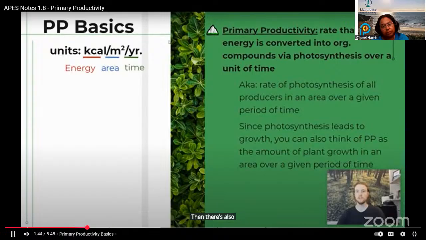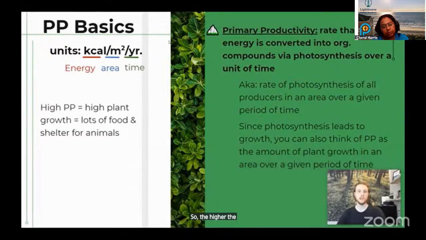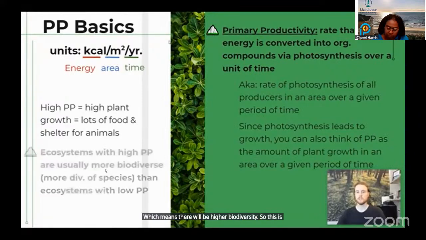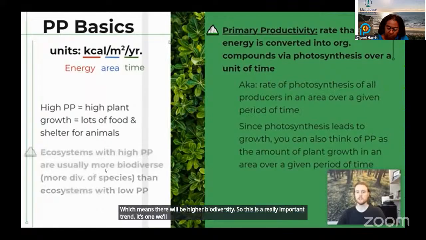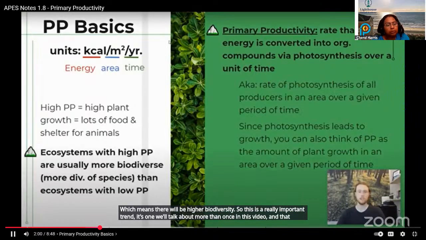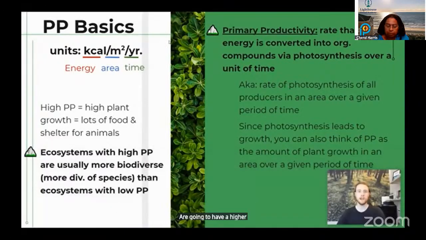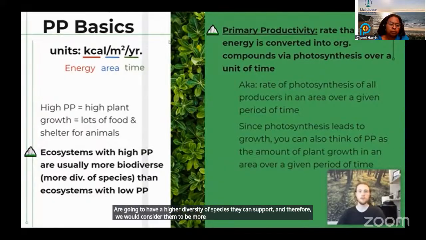Then there's also a couple trends that we want to understand. So the higher the primary productivity in a given area, the higher the plant growth, which means that there's going to be more food and shelter available for animals, which means there will be higher biodiversity. So this is a really important trend. It's one we'll talk about more than once in this video, and that's that ecosystems with high primary productivity are going to have a higher diversity of species they can support, and therefore we would consider them to be more biodiverse.